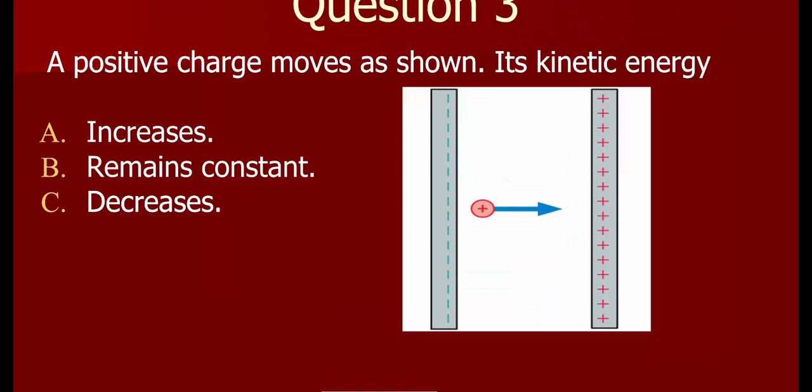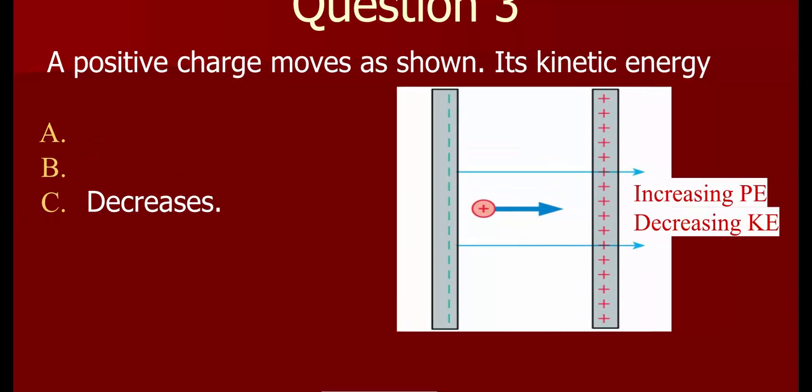Things get a little weird because you have negative charges as well. So a positive charge moves as shown. Its kinetic energy increases, remains constant, or decreases? It decreases. So it's going to increase your potential energy, but decrease your kinetic energy. Because the positive charge doesn't want to be over here, so if you throw it, it's going to slow down and probably stop before it gets to that point, right? So it decreases your kinetic energy, but increases the potential energy.